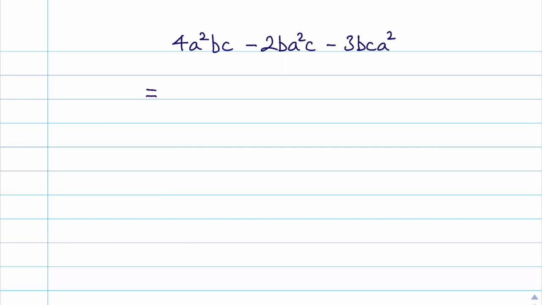On to the next question, and we notice in this question that in each of the three terms, I have an a squared, I also have a b, and I also have a c. In terms 2 and 3, that order is different, but we know that doesn't matter as long as we have the same order. So I've got 4 minus a 2 minus a 3. That will give me a negative 1. Now we know we don't write the 1, so it's just going to be negative a squared bc.